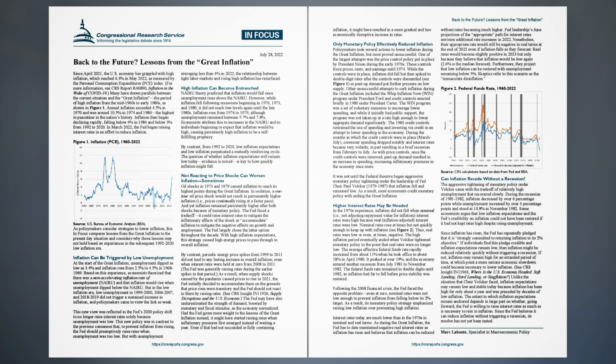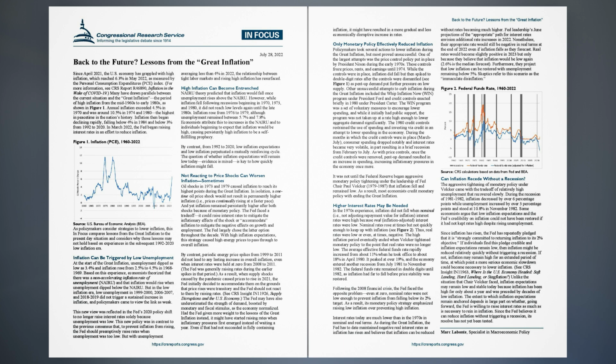By contrast, periodic energy price spikes from 1999 to 2011 did not lead to any lasting increase in overall inflation, even when interest rates were held at zero from 2008 to 2011. The Fed was generally raising rates during the earlier spikes in that period. As a result, when supply shocks caused by the pandemic caused prices to rise in 2021, the Fed initially decided to accommodate them on the grounds that price rises were transitory and the Fed should not react to them by raising rates.